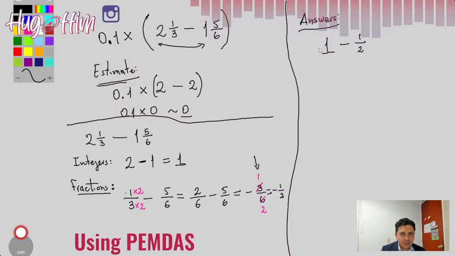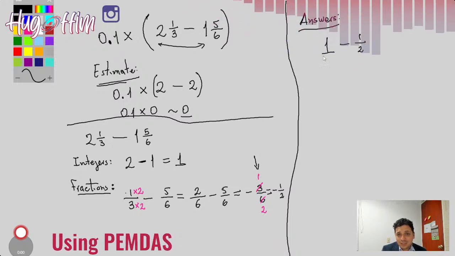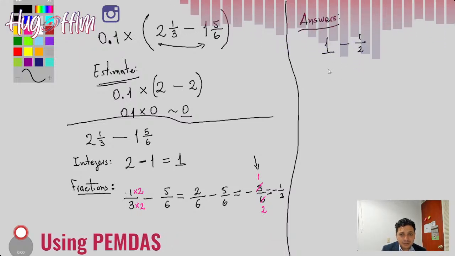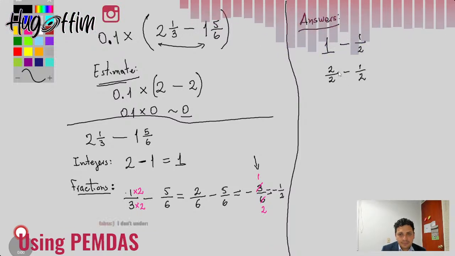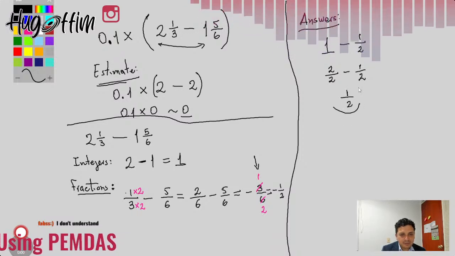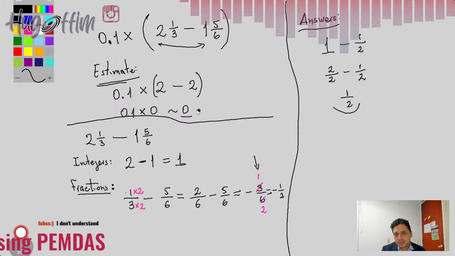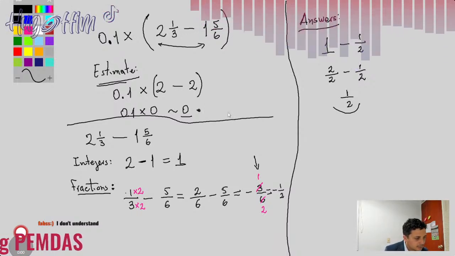Yes, I guess I understand what you mean. And finally, this one, I can write it in terms of 2. So like 2/2 minus 1/2. 2 minus 1, 1/2. Look at that, my answer is 1/2. Which part you don't understand?